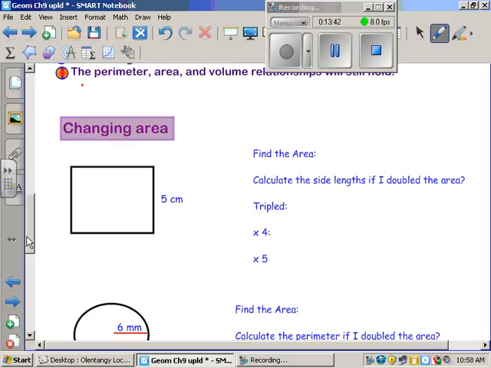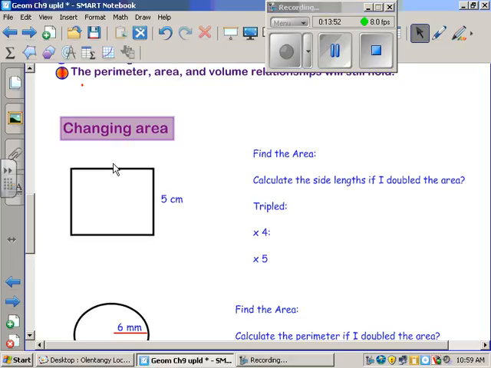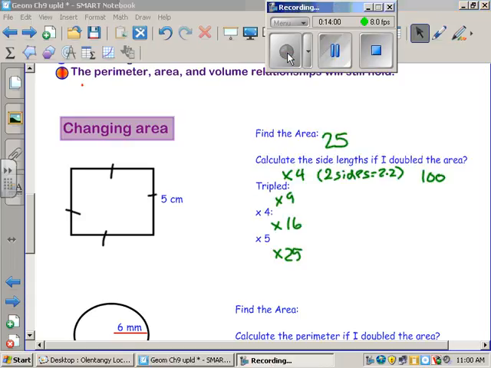Okay? So take a second and work this, really area. And this is a square. So those are all equal. And you can hit pause and take a minute and work those out. But here's the answers. The area originally is 25.